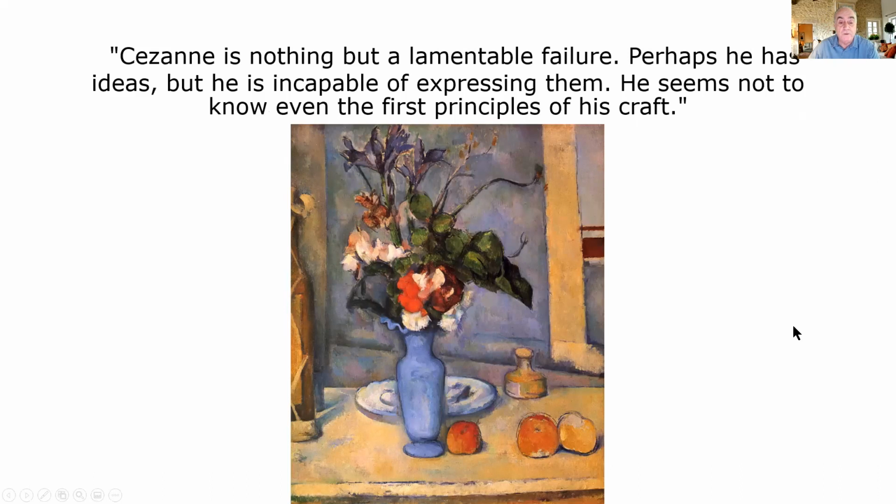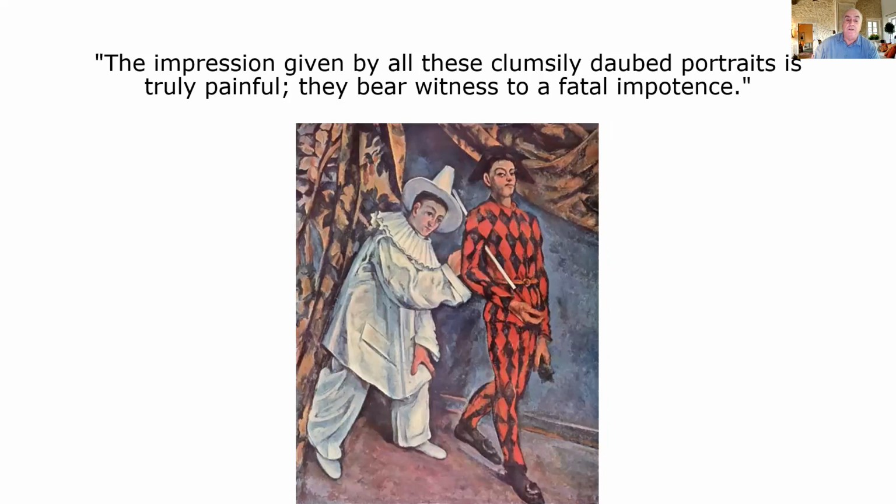That was one. This is the second one. "Cezanne is nothing but a lamentable failure. Perhaps he has ideas, but he's incapable of expressing them. He seems not to know even the first principle of his craft." Two things in that are both very ironic, that he has the ideas but he's incapable of expressing them, and he doesn't know the first principles of craft, because what we're going to see is that what's really influential about Cezanne, and the reason that painters always loved Cezanne's paintings, even though he always had a certain obscurity, is because he's a master craftsman. And I'm going to show you what that means.